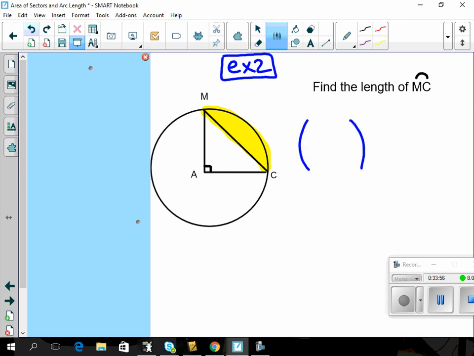What formula? It's part of what? If we're looking at arc length.